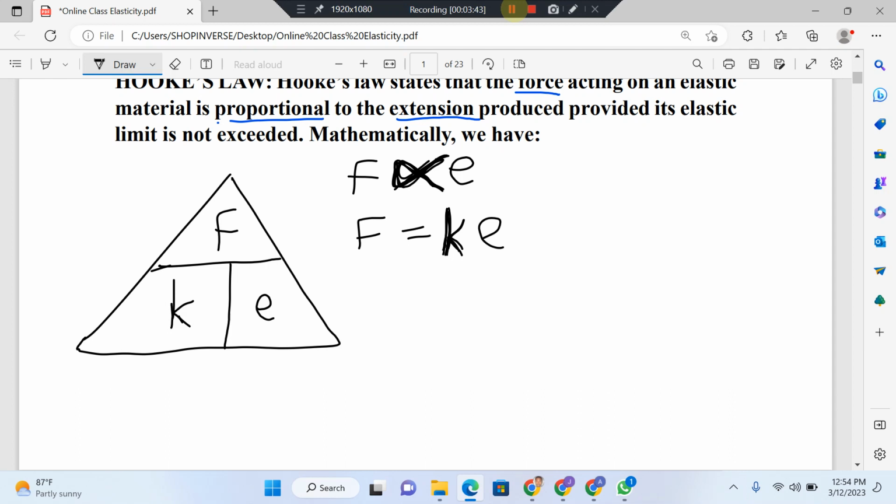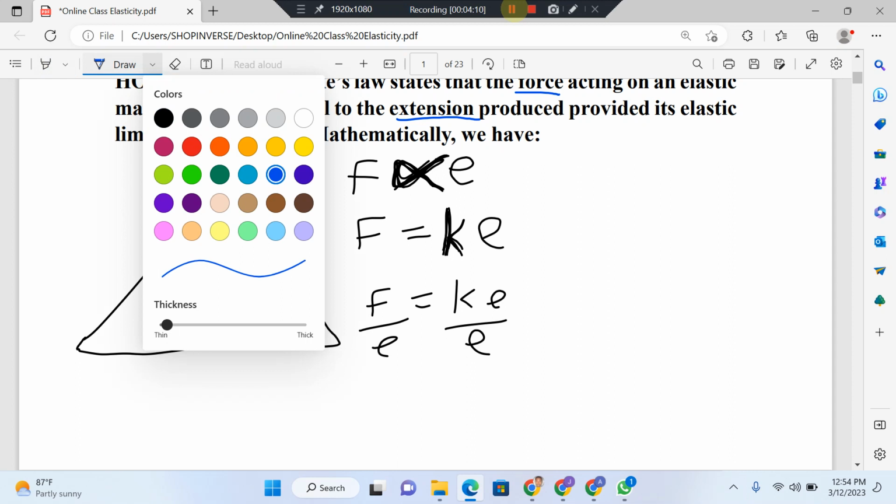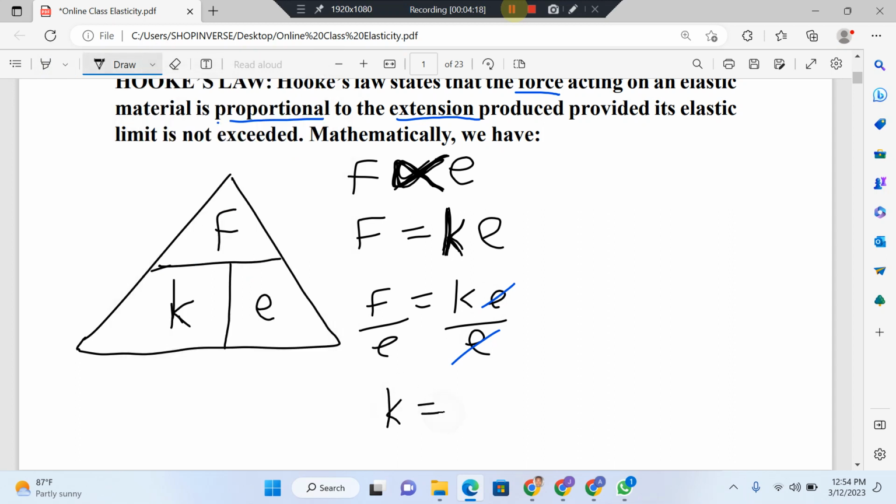From this formula, to make K the subject, we divide both sides by E. Since F is equal to KE, if we divide both sides by E, E will cancel out this E here. So what will you be left with? You'll be left with K. That simply means K is equal to F divided by E.